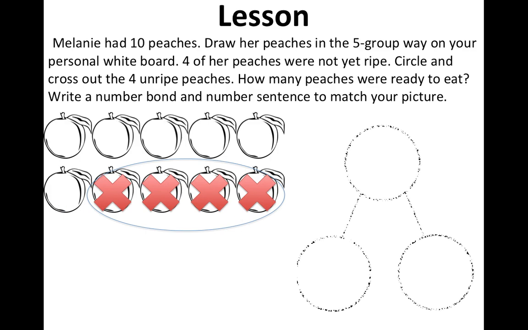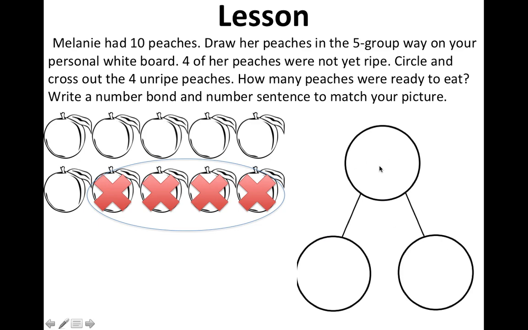Now I'm going to write a number bond matching that. The number bond that matches that is, I started off with 10, and then 4 were not good to eat, right? So I'm going to cross off 4 to show that 4 are not good to eat. And then I'm going to have 6 that are still good to eat, right?